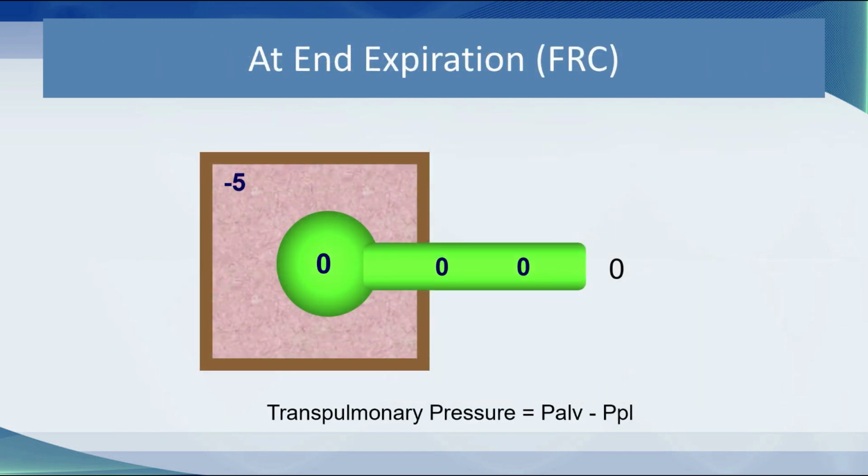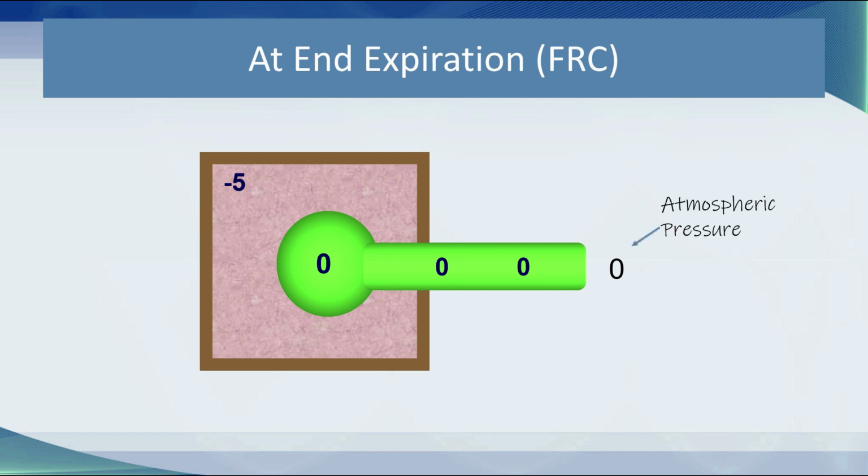However, this is not always the case. This is a simple cartoon of a single lung unit at end expiration. That zero there represents atmospheric pressure. In medicine, we generally refer to atmospheric pressure as the baseline airway pressure, and we're positive or negative above that. So zero is atmospheric pressure.